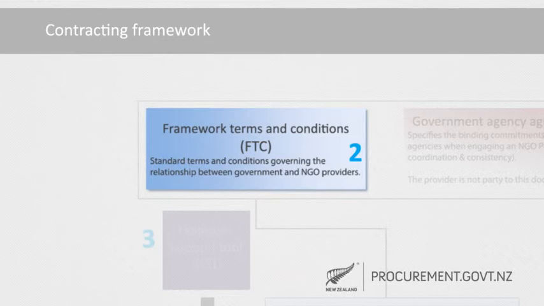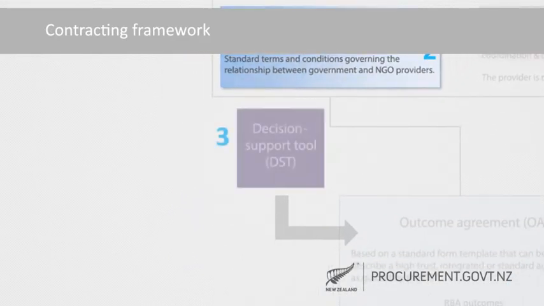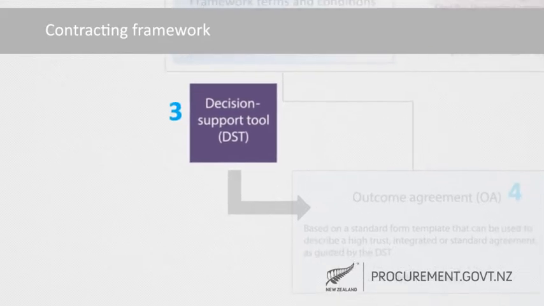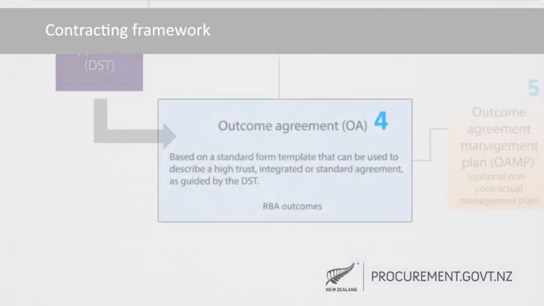The Decision Support Tool is an Excel-based tool designed to help agencies identify and manage risks when they contract with NGOs. The Decision Support Tool will help agencies use the most appropriate contracting and contract management approaches to manage the risks they have identified. In this webinar, we'll give you an overview of how to use the tool to guide your decision-making.